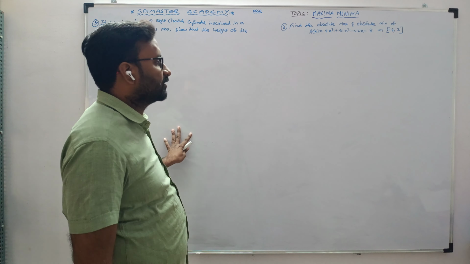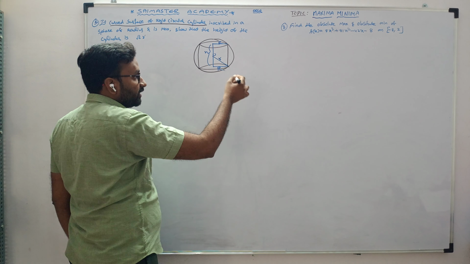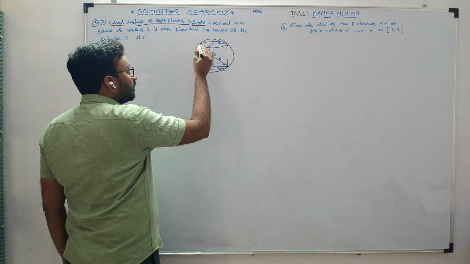That sphere radius is given as small r. And after proving that the curved surface area of the cylinder is maximum, he is asking to prove that the height of the cylinder h is equal to root 2 times small r, the radius of the sphere. We can prove it easily, though the calculation is a little bit difficult. So see the solution. Here we consider this height as small h and the radius of the cylinder as capital R, and the radius of the sphere given as small r.